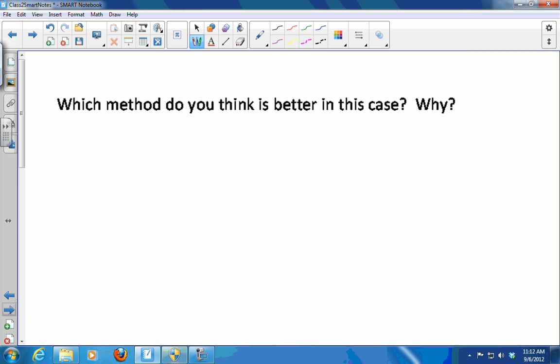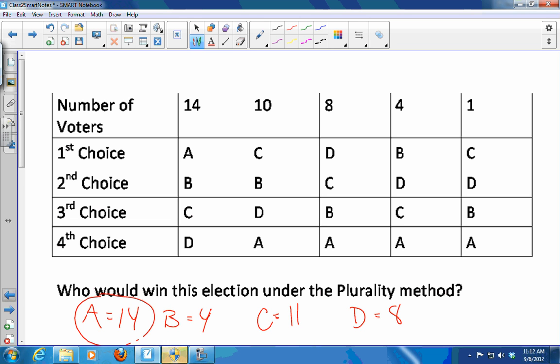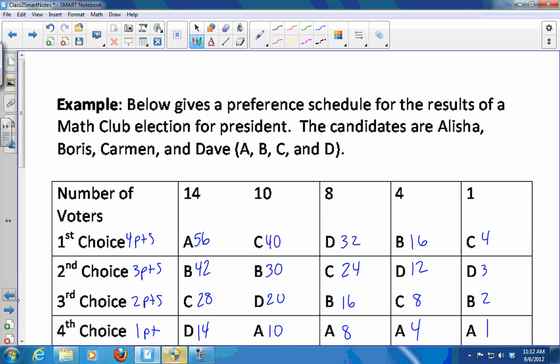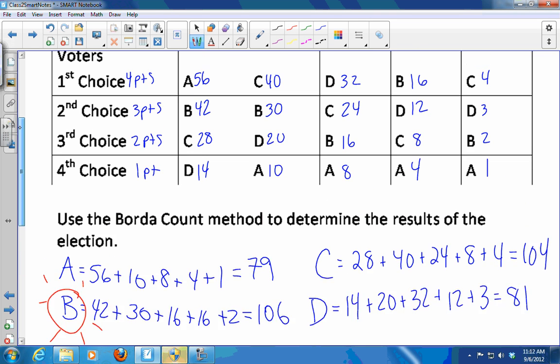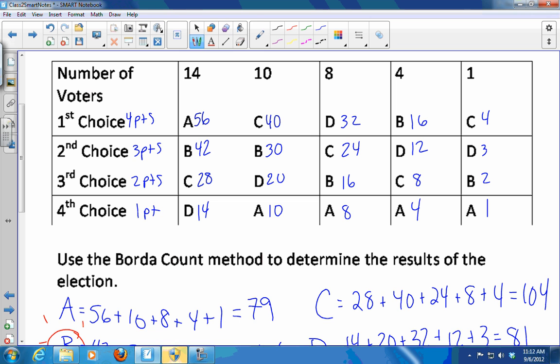Which method do you think is better in this particular case? I like the Borda. Yeah, why do you think Borda? Because obviously A is getting 79 and B is vastly higher. Okay, so in Borda, A actually has the fewest points. Why is it that A has so few points when they're the plurality candidate? Because of the last place choice in every other. Yeah, because these 14 people have A in first, but everyone else has A in last place.